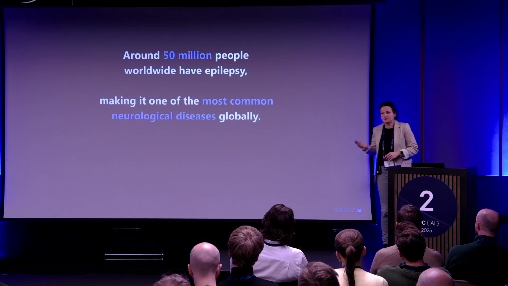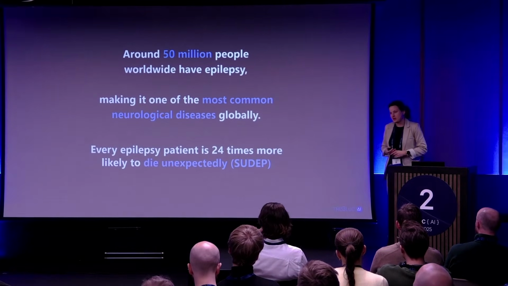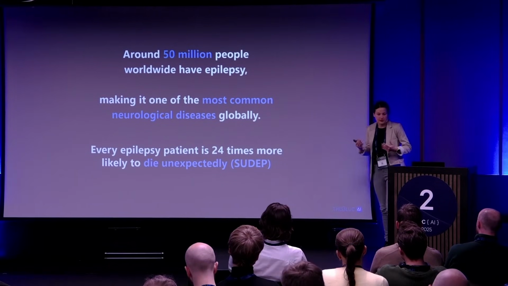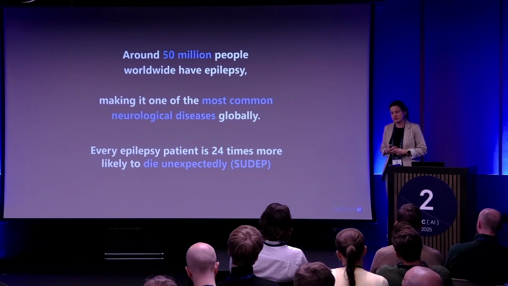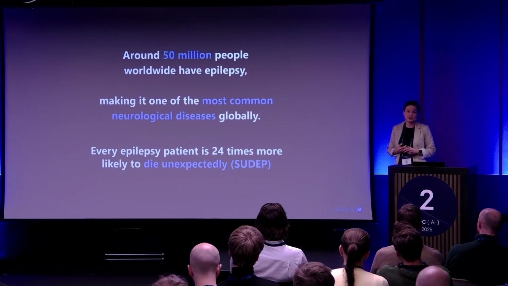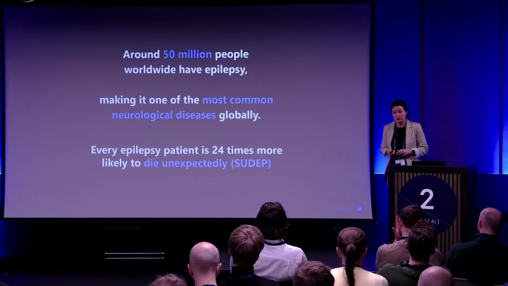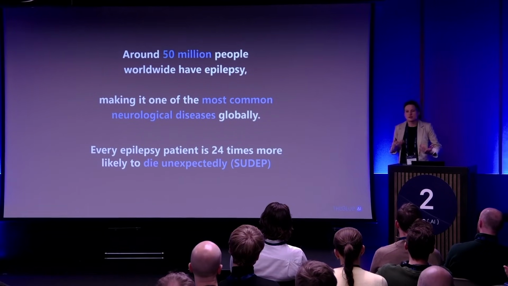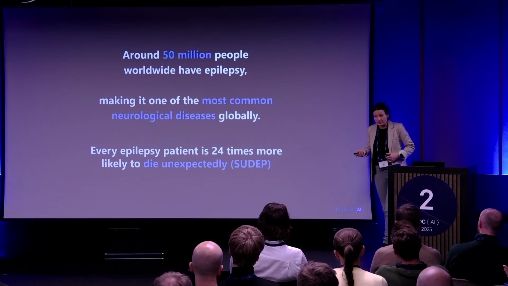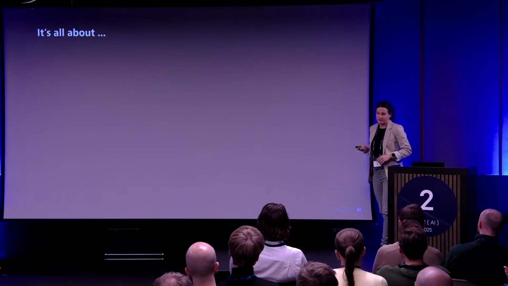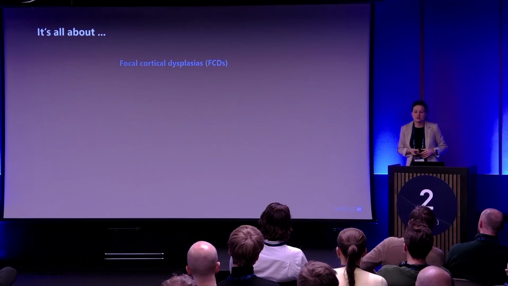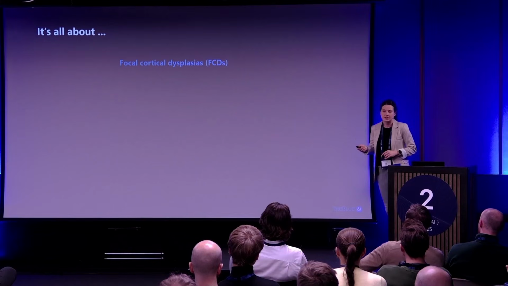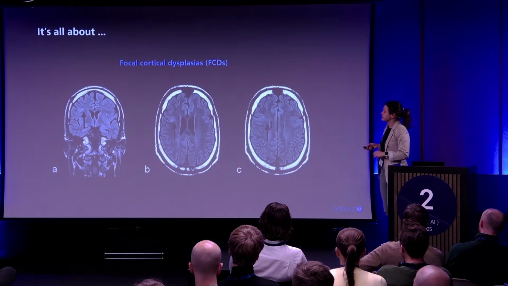But if this wouldn't be enough, every epilepsy patient is supposed to have a 24 times higher risk of dying unexpectedly because of a phenomenon called sudden unexpected death in epilepsy patients, called SUDEP. So we can all agree this is quite serious, and it would be good to dive a little bit deeper in this area. If you want to do that, sooner or later, we'll exactly see our focal cortical dysplasias, and a little bit of a spoiler, things which look like that.